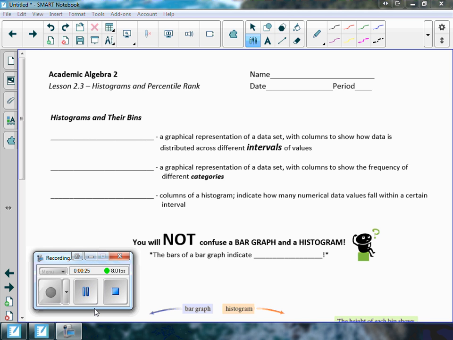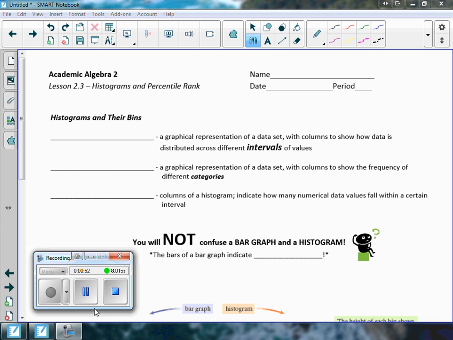So you should be opened up to this page in your packet, which I believe is page, let me check here. I believe we're on page, I can't even find it. We are on page 10 in your packet.